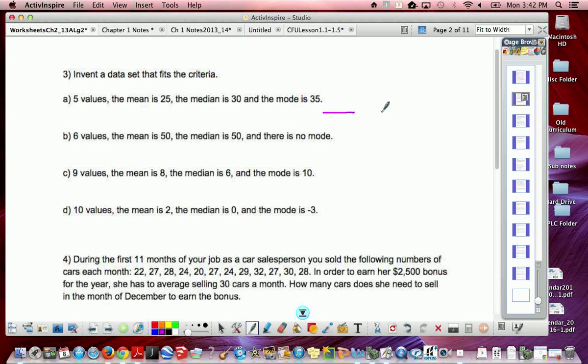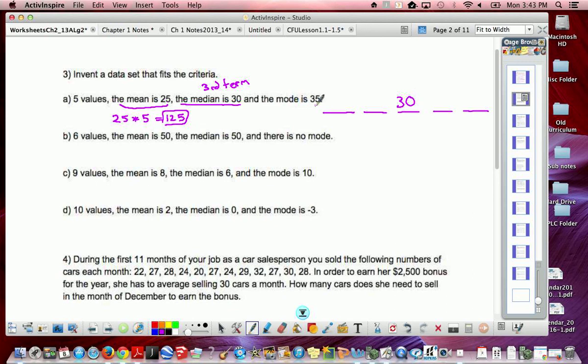So the first thing is, since it says 5 values, what I like to do is write out 5 dashes. So I have 5 data points. Since the mean is 25, what that means is that of my 5 data points, they have to average to 25. So if I go 25 times 5, that must mean they must add up to 125. So when I add up these 5 points, it must equal 125. The median is 30, so that means, in this case, the third term in the list must be 30. So I'm going to go ahead and write 30 right there.